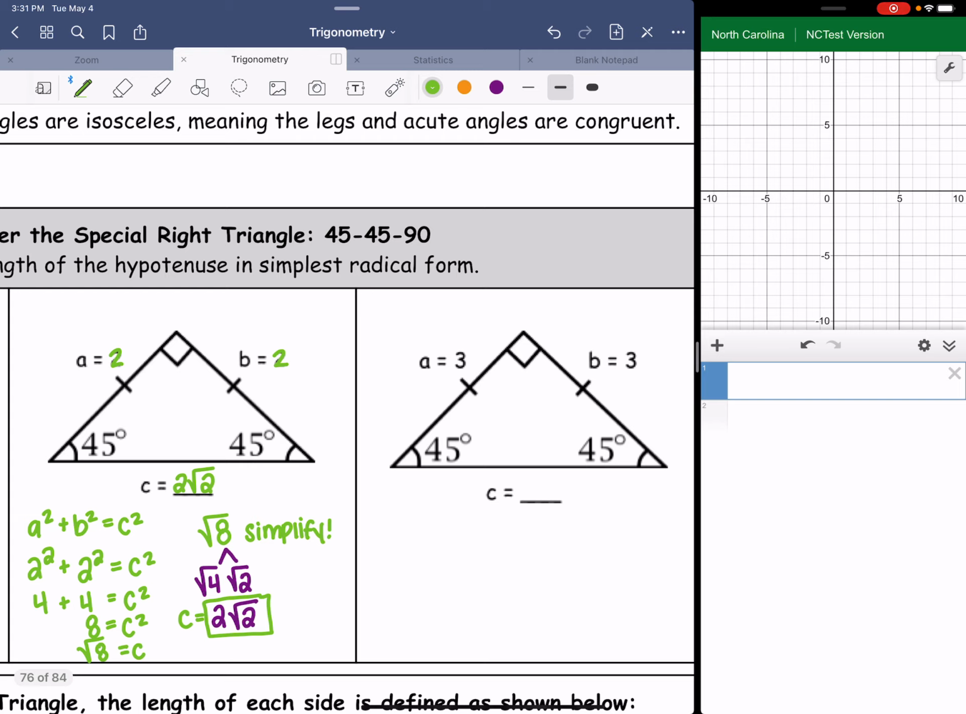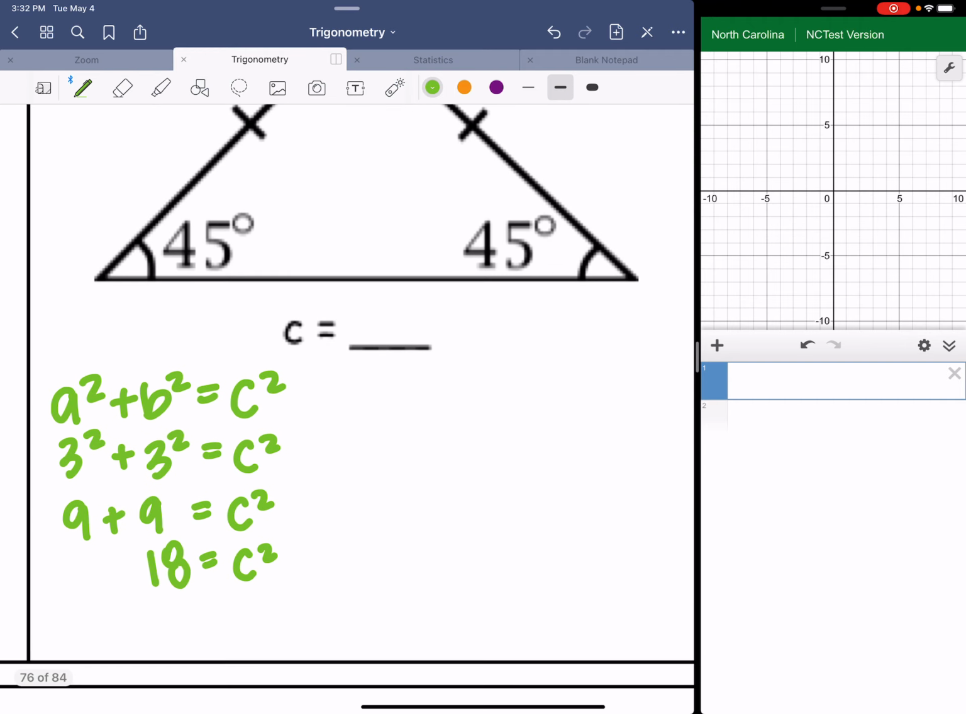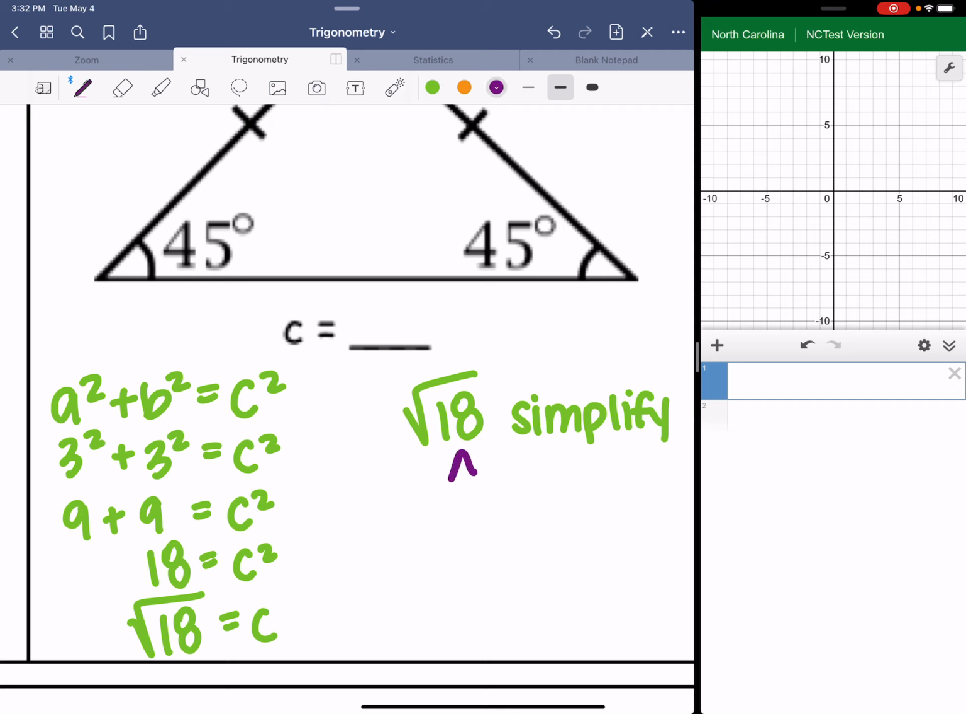All right, we have that a is 3 and b is 3. So a squared plus b squared equals c squared. A is 3, so 3 squared plus b is 3 equals c squared. So 3 squared is 9, so 9 plus 9 equals c squared. So that's 18 equals c squared, giving us the square root of 18 equals c. However, we want to simplify that. So what two numbers multiply to be 18? We could do 6 and 3, but neither of those are perfect squares. However, 9 and 2 does give us one with a perfect square because the square root of 9 is 3. So c is equal to 3 square root of 2.